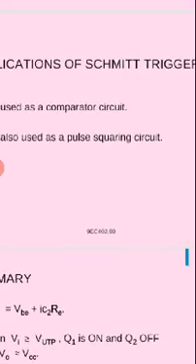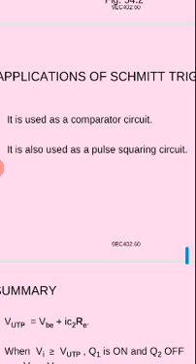Applications of Schmitt trigger. It is used as a comparator circuit. It is used as a pulse squaring circuit.